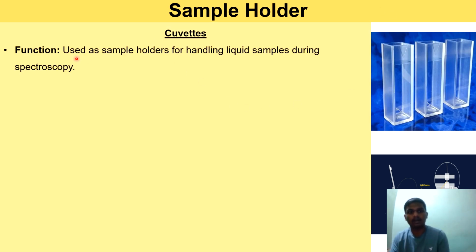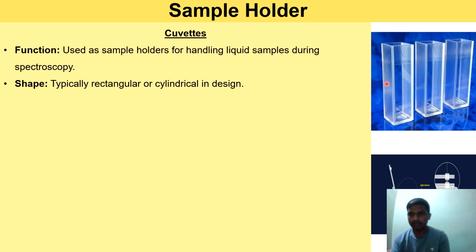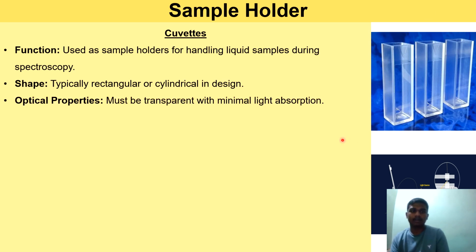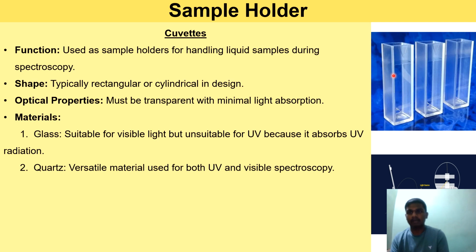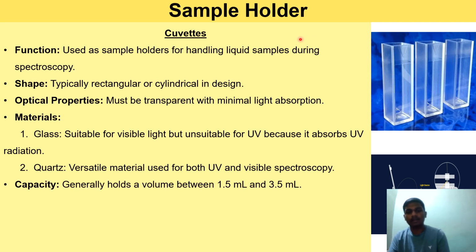Cuvettes' function is to handle the liquid samples during spectroscopy. And the shape, as you see, is rectangular. Sometimes it might also be cylindrical in design. Optically, it is transparent with minimal light absorption. It can be made of two materials, basically glass or quartz, based on suitability. Further, it can hold 1.5 ml to 3.5 ml volume of sample.